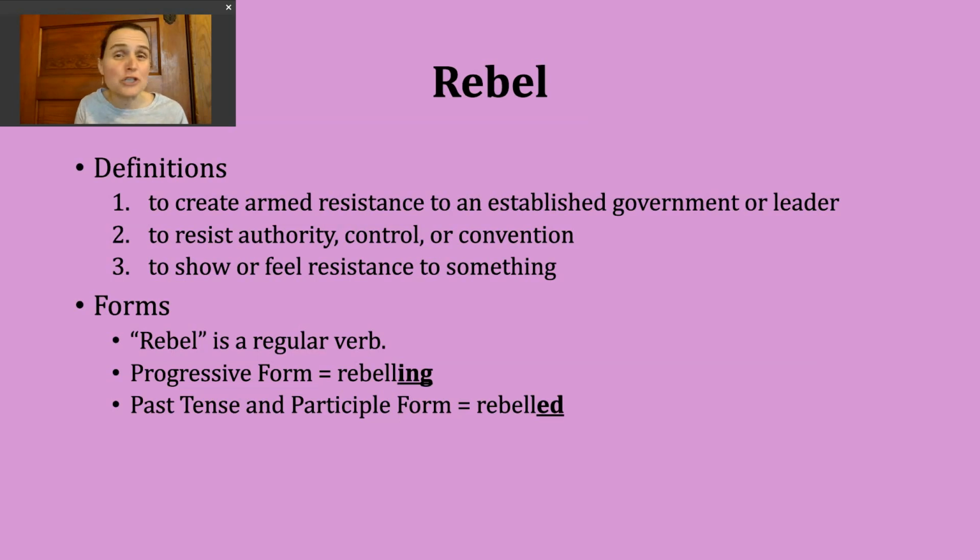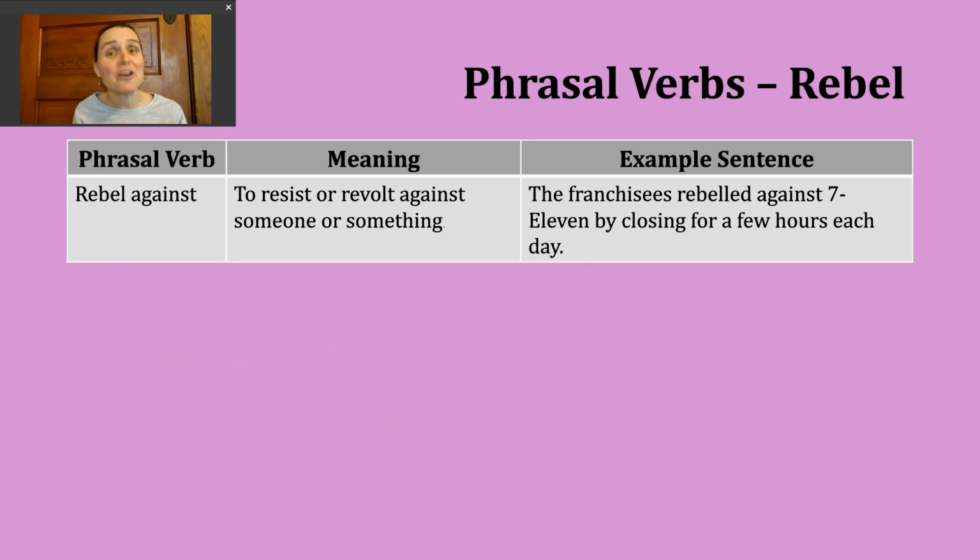Now, let's spend just a quick moment looking at a phrasal verb that you are likely to encounter, that is to rebel against. This ties back to those earlier definitions we were looking at. So this could be to resist or revolt against someone or something. Let's look at an example sentence here. The franchisees rebelled against 7-Eleven by closing for a few hours each day.